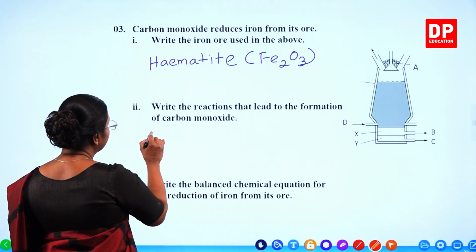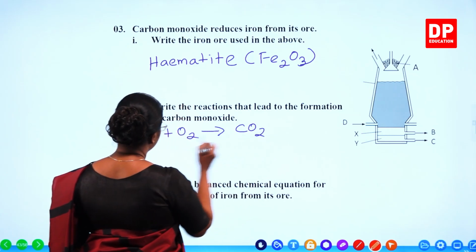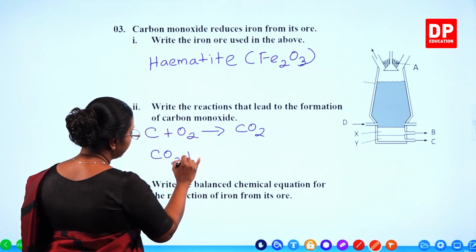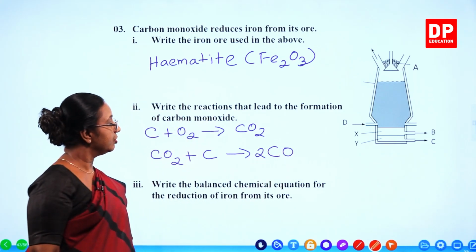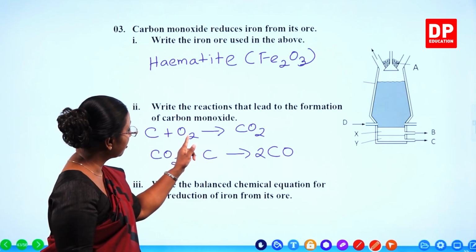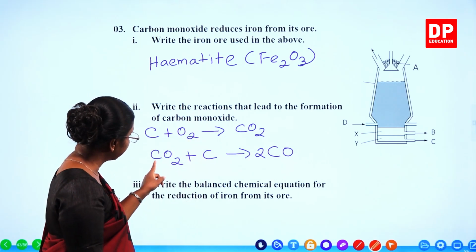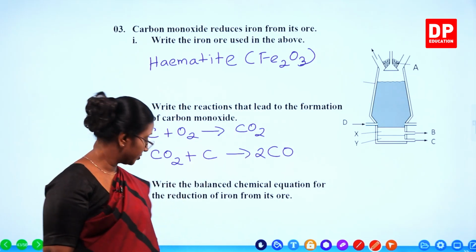How do we get it? Carbon reacts with oxygen forming carbon dioxide. Then carbon dioxide reacts with carbon to form carbon monoxide. So we need to balance it. Is that okay? So write the reactions. Carbon and oxygen gives carbon dioxide. Then carbon dioxide reacts with carbon to form carbon monoxide.